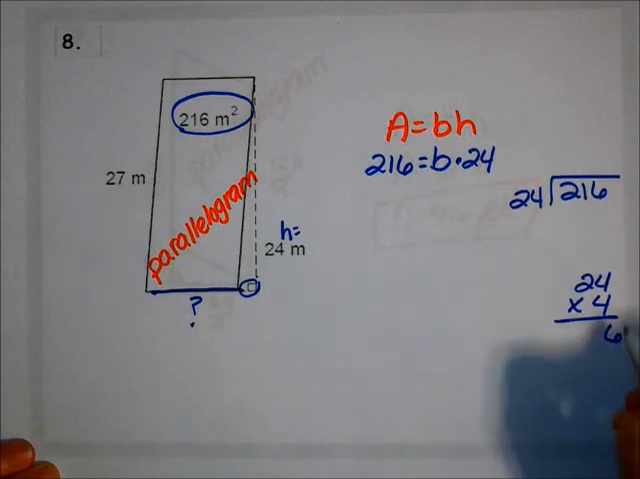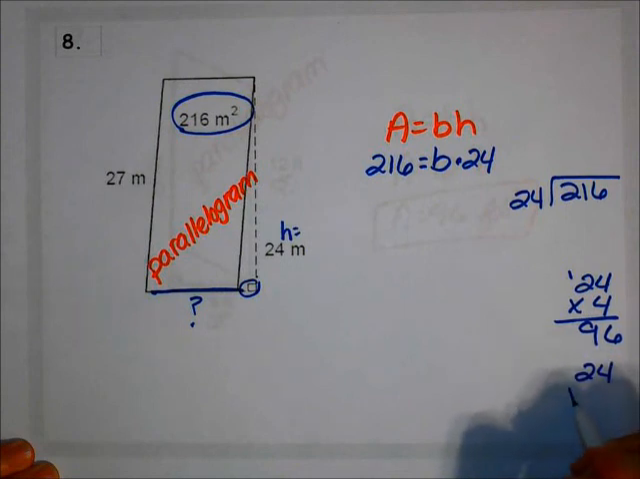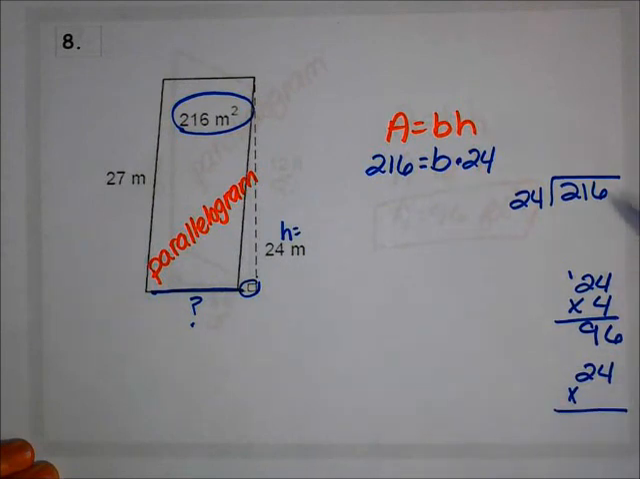4 times 4 is 16, carry the 1. 4 times 2 is 8, 8 plus 1 is 9, so I know that is too small. So I'm going to try again. Can you think of anything else that I can multiply by 4 that'll end in a 6? Well, 9, because 9 times 4 is 36, so let's try 9.